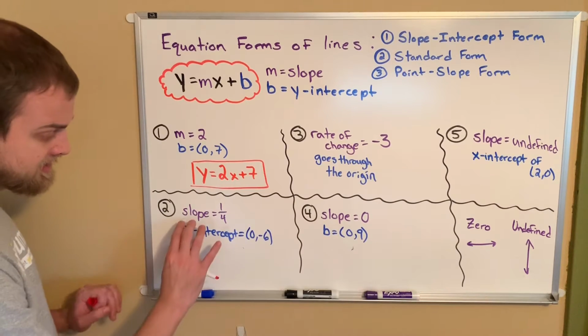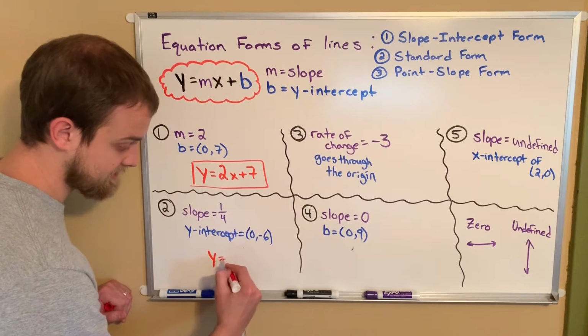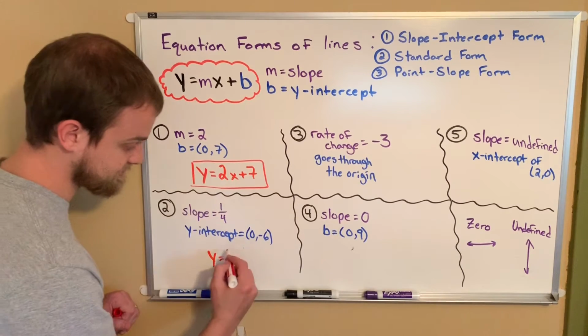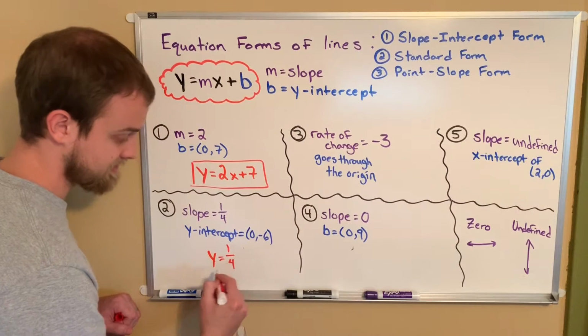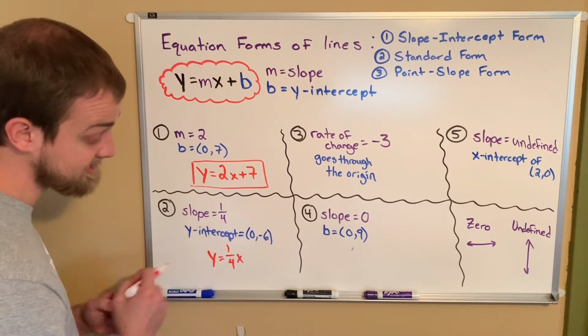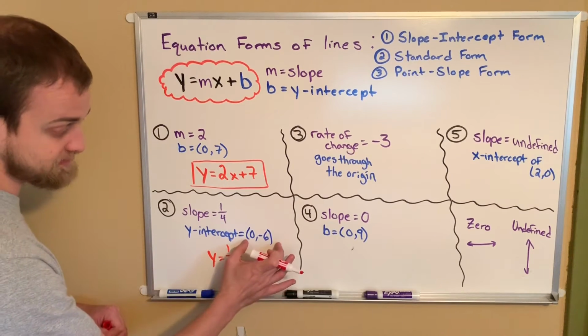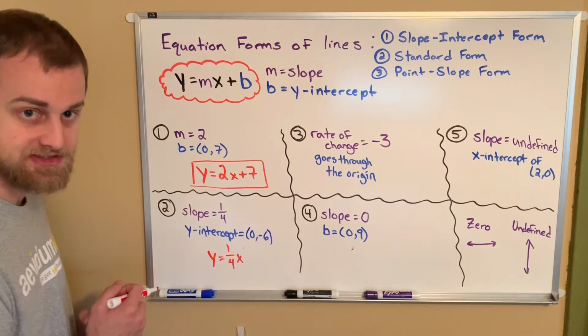Let's try another one. My slope is 1/4. So again, y equals. My slope is 1/4. The x is kind of the teller of where my slope is, so that needs to be attached to my slope or multiplied by my slope. Notice my y-intercept this time is -6.